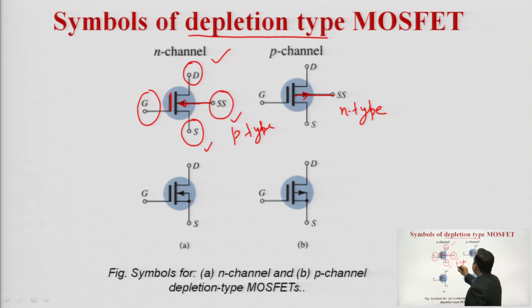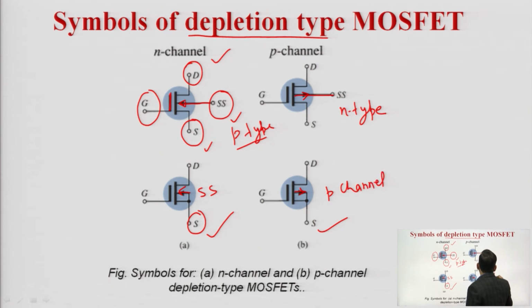Now, the second type of symbol which is used is when the source and substrate, or what we can say source and body, are internally shorted. So, this is when the source and substrate or body are internally shorted, then again we can have a symbol here. Again, this is when the current is inward. So, this is N channel depletion type, and when the current is going out, we have P channel depletion type. So these are the symbols.